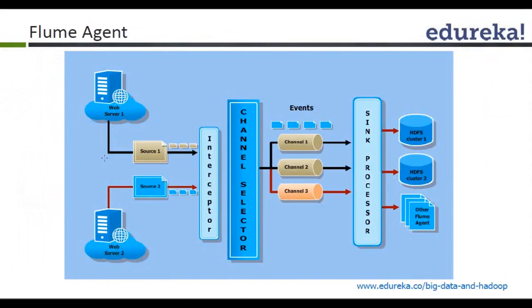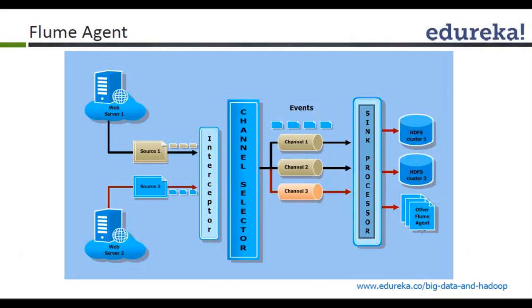So you can see here there are multiple web servers. You will have multiple sources. You will have interceptors over here so that you can filter what you want. There would be a channel selector which will identify what channel I need. Then events go through multiple channels. It will go down to the sink processor, and then finally it will go down to whichever cluster you want so that you can do your processing. So this is the way an actual environment would look.